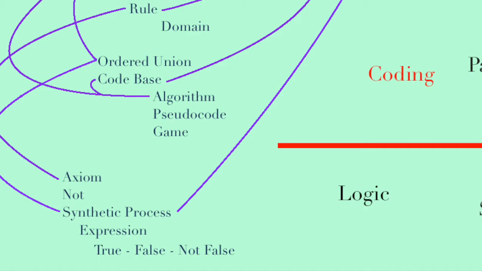An expression generated by a synthetic process is true if it can be directly generated by the axioms of the synthetic process, false if it implies the negation of a true expression, or not false if it cannot be directly generated by the axioms of the synthetic process, but does not negate true expressions.